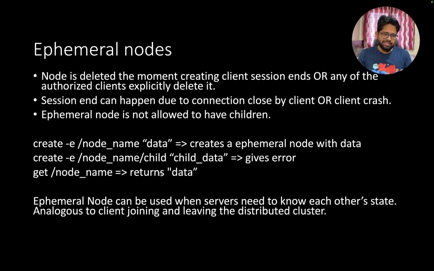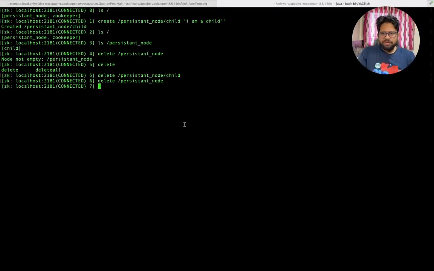But now let's get started with the simple commands. So this is the terminal which we already connected to the Zookeeper server. Now we'll create an ephemeral node. The command to create an ephemeral node is simple. Just add -e and then you can give the path and data.